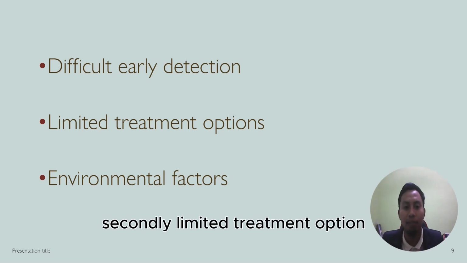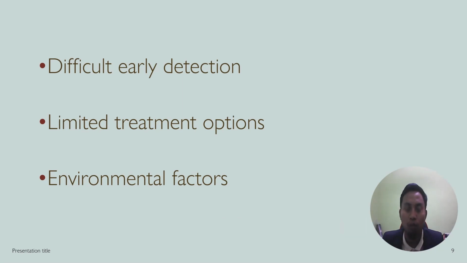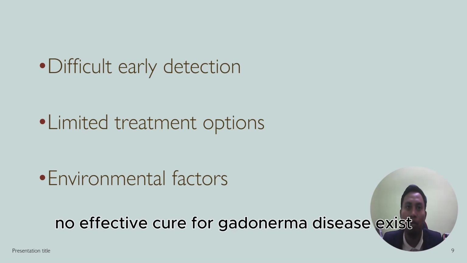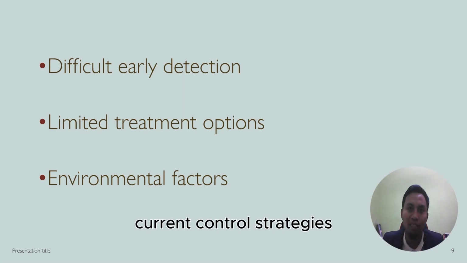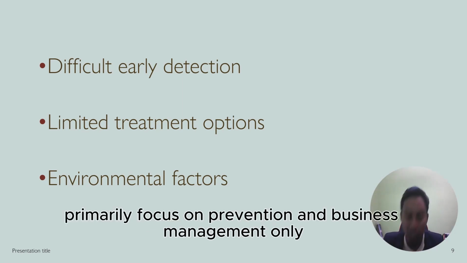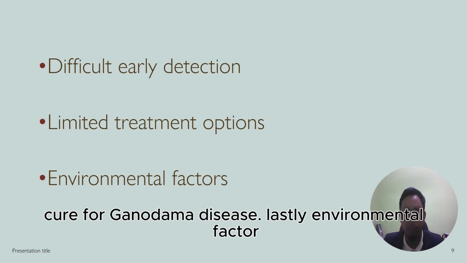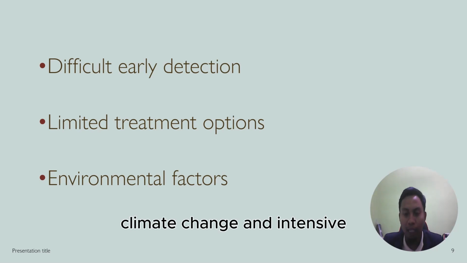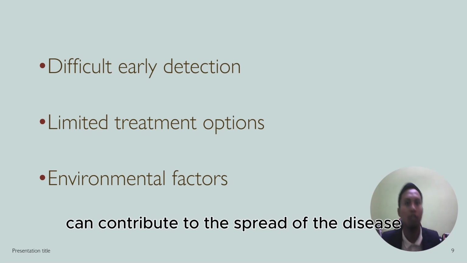Secondly, limited treatment options. There is no effective cure for Ganoderma disease. Control strategies primarily focus on prevention and disease management only. There is no cure for Ganoderma disease. Lastly, environmental factors. Climate change and intensive planting practices can contribute to the spread of the disease.